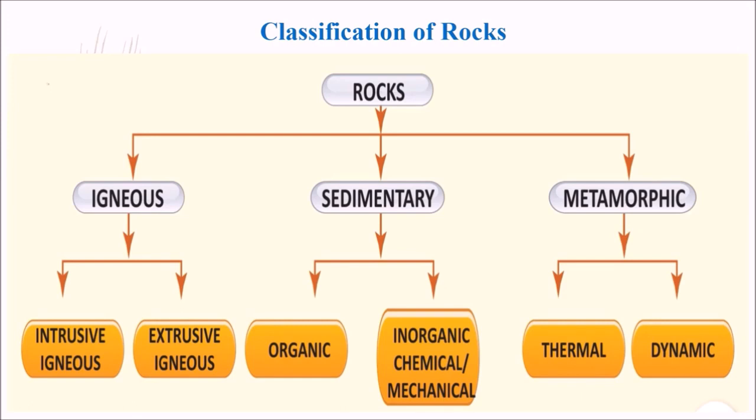Igneous rocks are classified into intrusive igneous rocks and extrusive igneous rocks. Sedimentary rocks are classified into organic and inorganic rocks. Inorganic itself we have chemical and mechanical. Then metamorphic rocks are classified into two, thermal and dynamic. So let's see one by one in detail.